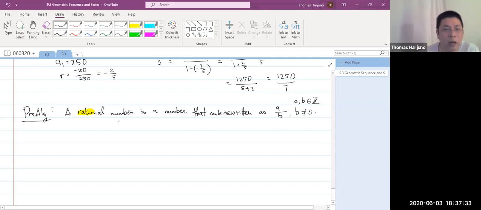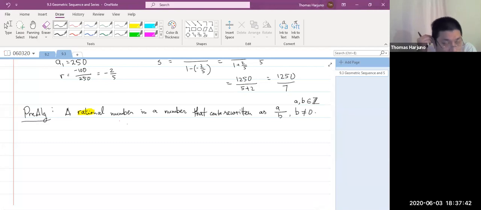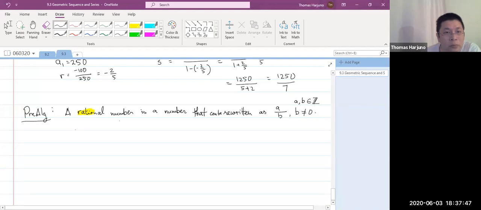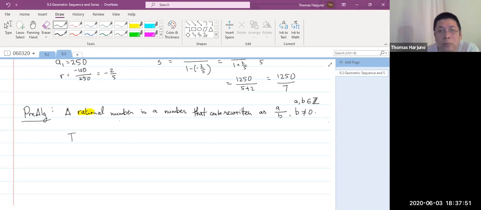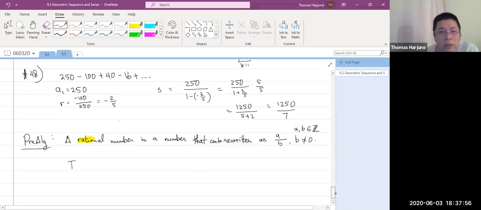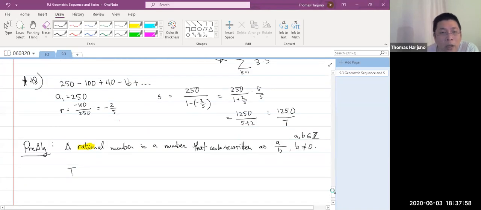And then at that time, they say that all integers, of course, are rational, all fractions also rational. All terminating decimals also rational. Can I scroll up a little bit? Scroll up like this. Okay. So one of the groups that is considered rational numbers is terminating decimals.